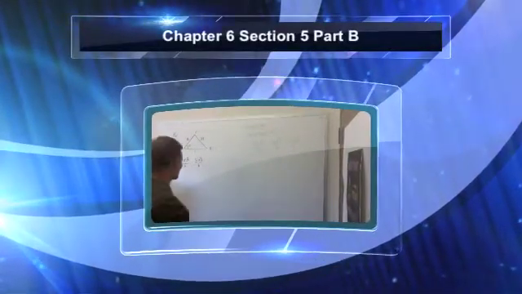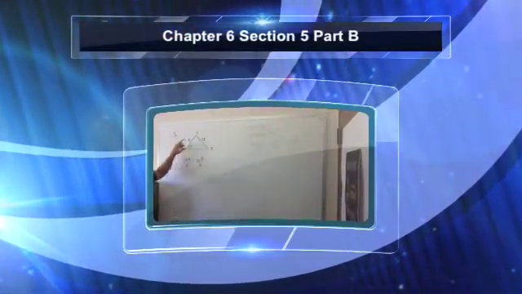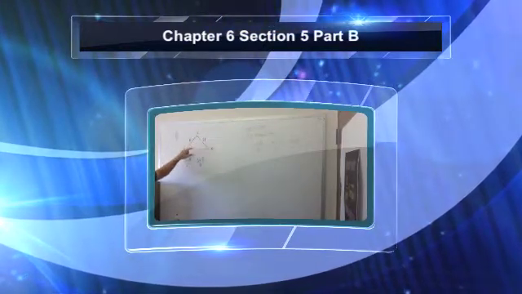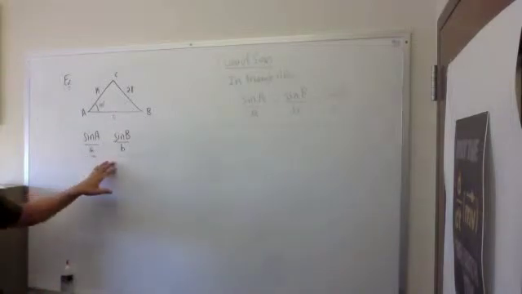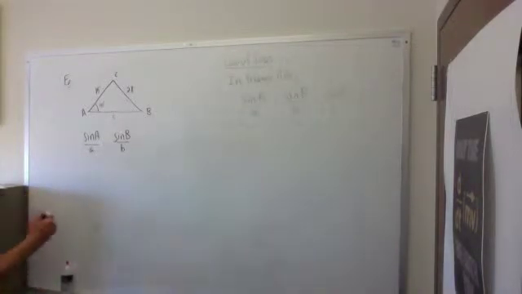Okay, so let's take a look at the ambiguous case. So I'm given a triangle. The measures here are 15, 28, and I've got an angle of 110. So I have side, side, angle, okay? We know that the law of sines applies: sine A over a equals sine B over b.